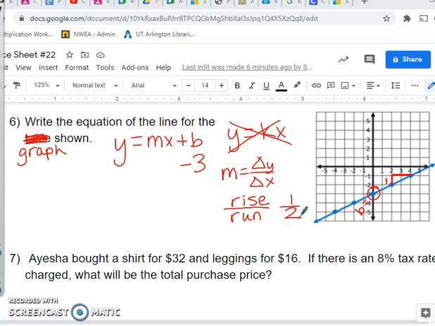That's my run. And so in the end, my equation will be y equals m is half, x minus 3. Remember this minus 3, to me, I call that my starting point if I'm graphing. That's generally where I start.